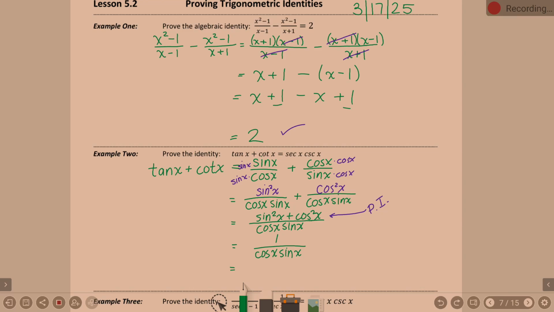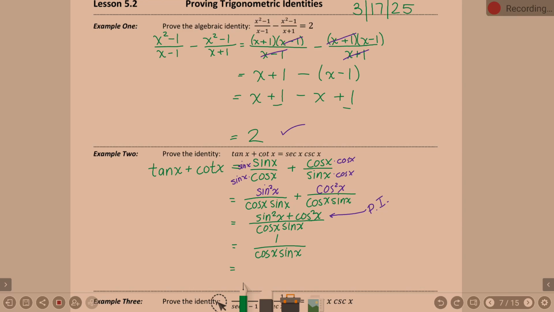Okay. Now what? I lost my goal because I ran out of room there, but you just flip it. Do you understand what it means to just flip it? What do we know about a cosine in the denominator? It's a secant in the numerator, yes? What do we know about a sine in the denominator? It's a cosecant, yes? Now, can you go straight from this step to the final step? Yeah. I am perfectly fine with that.